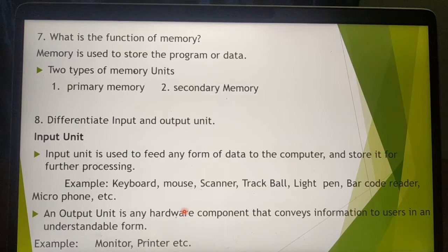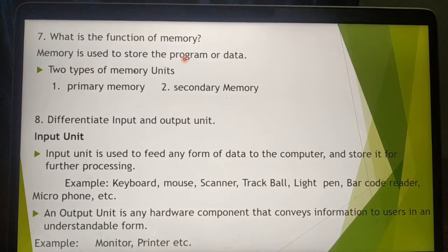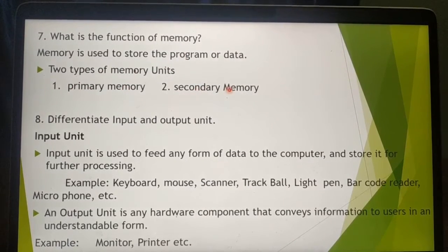What is the function of memory? Memory is used to store the program or data. There are two types of memory, primary memory and secondary memory.